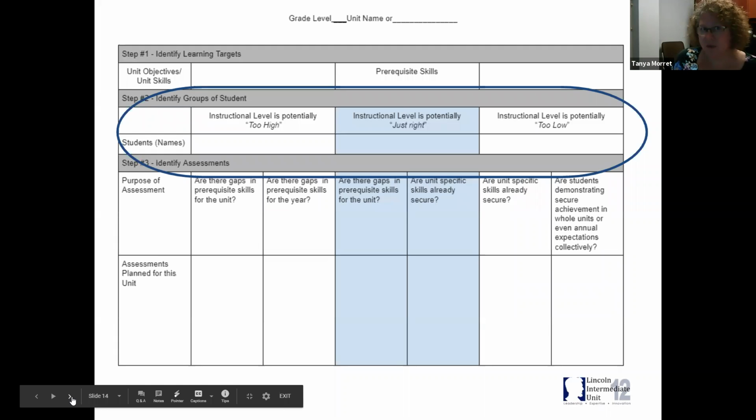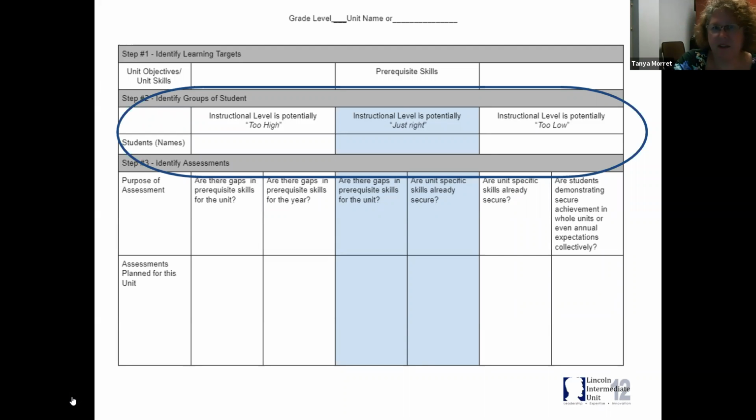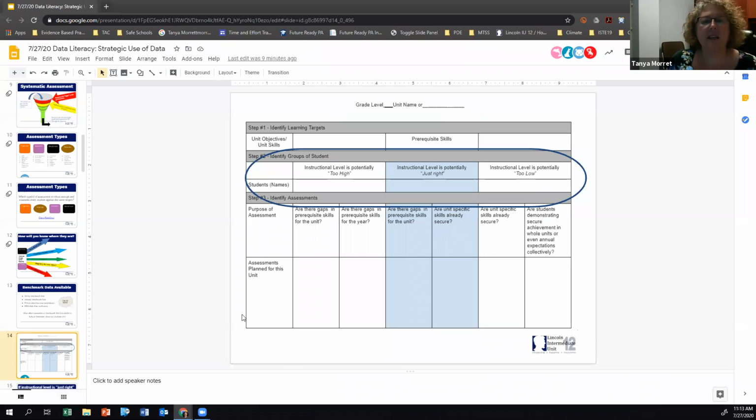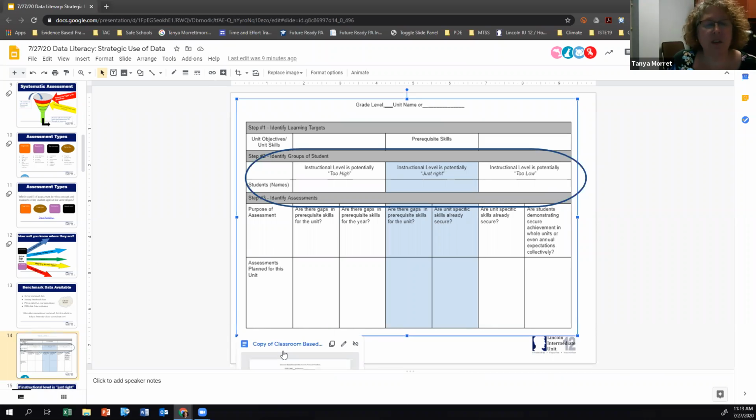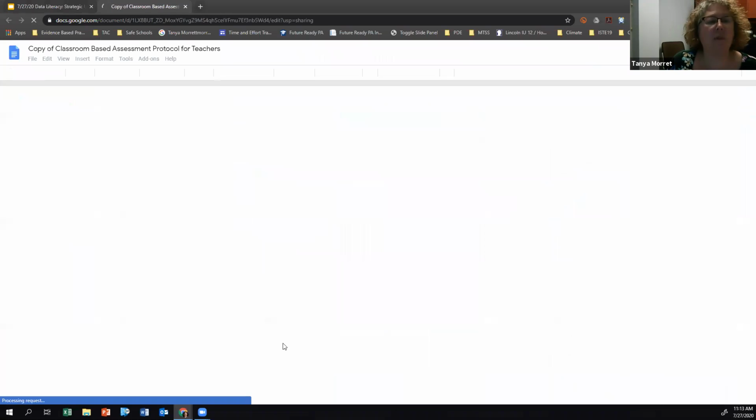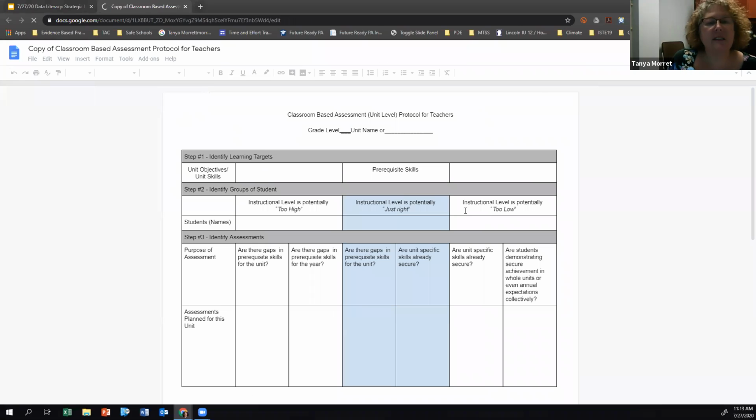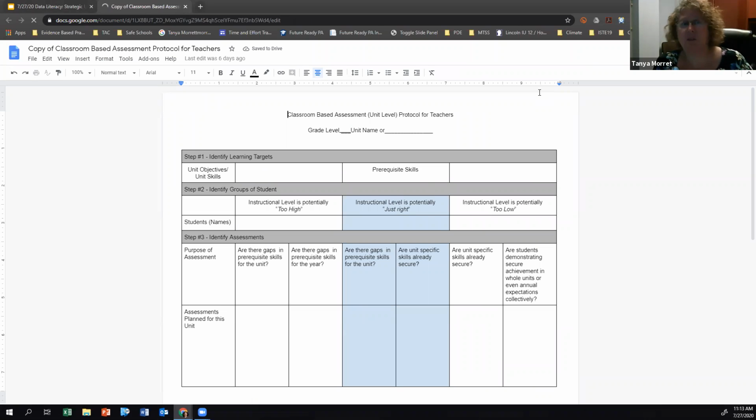So I want to introduce to you this protocol, now that we've identified where our groups of students are based on our on level, slightly above, slightly below, very high, and very low. Since we have them, we're going to put them into large groups. And this particular protocol, if you click on this screen, you'll see that a copy of a classroom-based protocol pops up. It should be in read-only, so if you want to make changes to it, you'll have to save it to your drive.